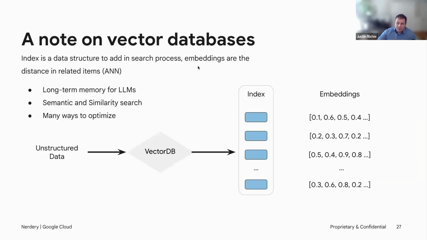Kind of a note on vector databases. This is what powers the memory. It also helps with the semantic similarity search. The chunking strategy that goes into the embeddings that power a vector database has a big component of that.